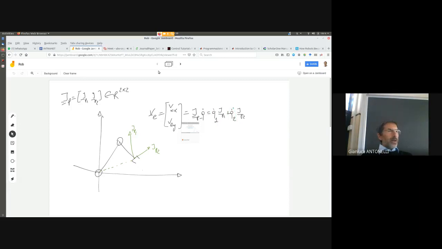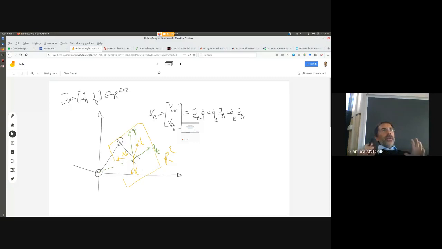So now, in order to understand if I can achieve any direction here, I have to consider those two vectors and simply verify if they are or not a base for, in this case, R2. And we do remember from geometry that if the two vectors are not aligned, they are a base. It's not orthonormal, of course; it's not ortho, it's not normal. It's a base, and I can achieve any v_e that I want by properly selecting q dot 1 and q dot 2.